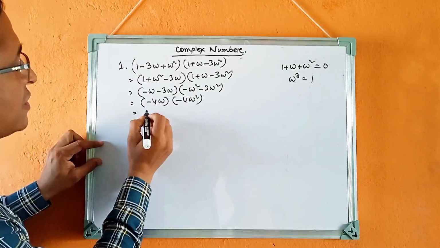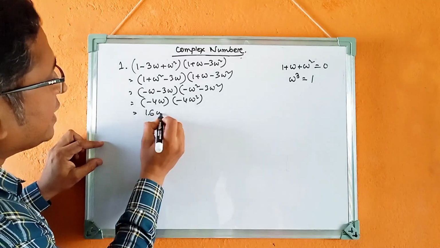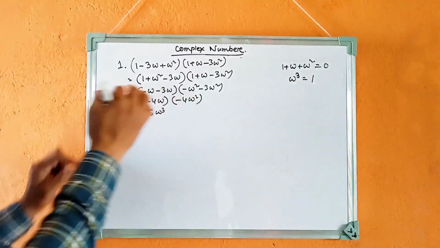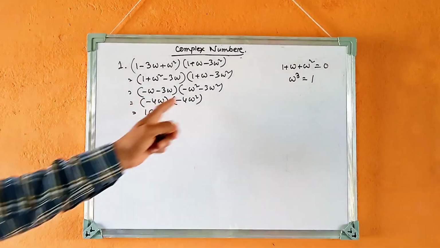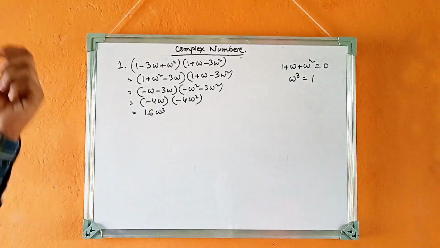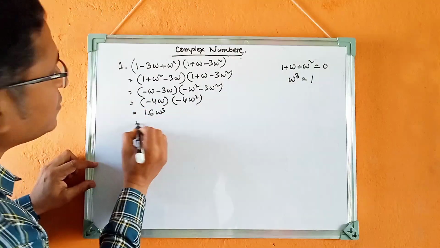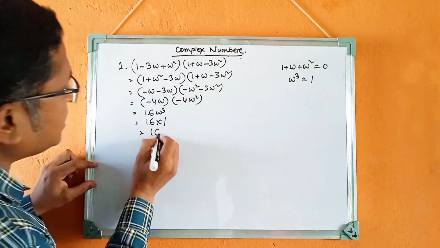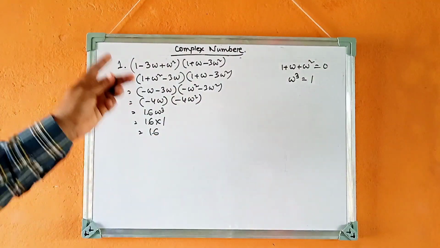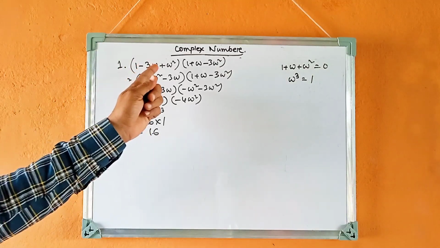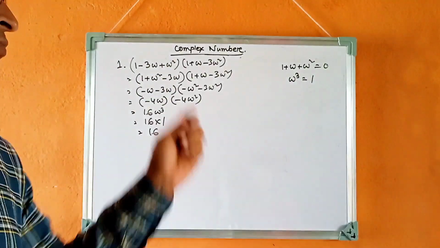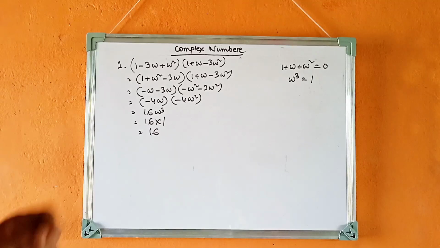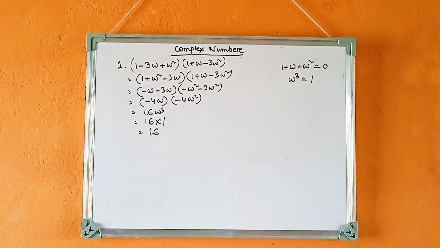So 4 fours are 16, omega into omega square is omega cube, minus into minus is plus, so 16 omega cube. What is the value of omega cube? That is 1. So 16 into 1 is 16. So the value of 1 minus 3 omega plus omega square into 1 plus omega minus 3 omega square is 16. All of you clear?